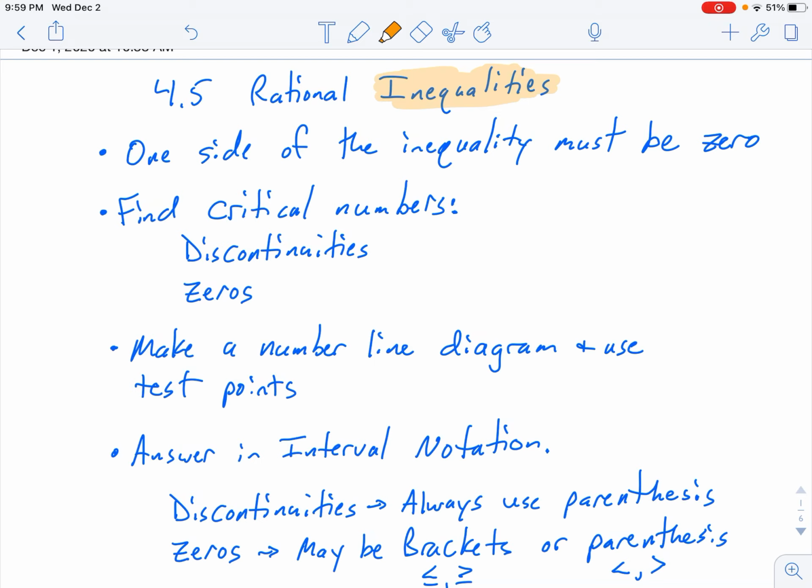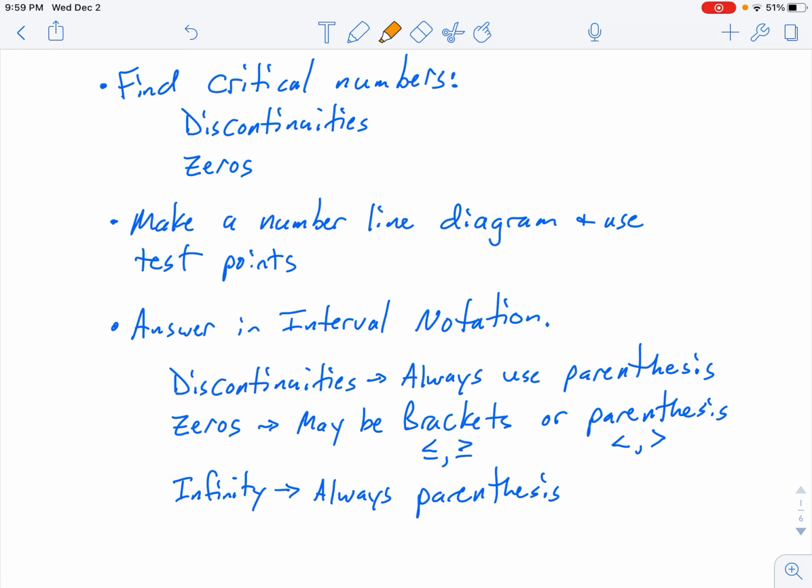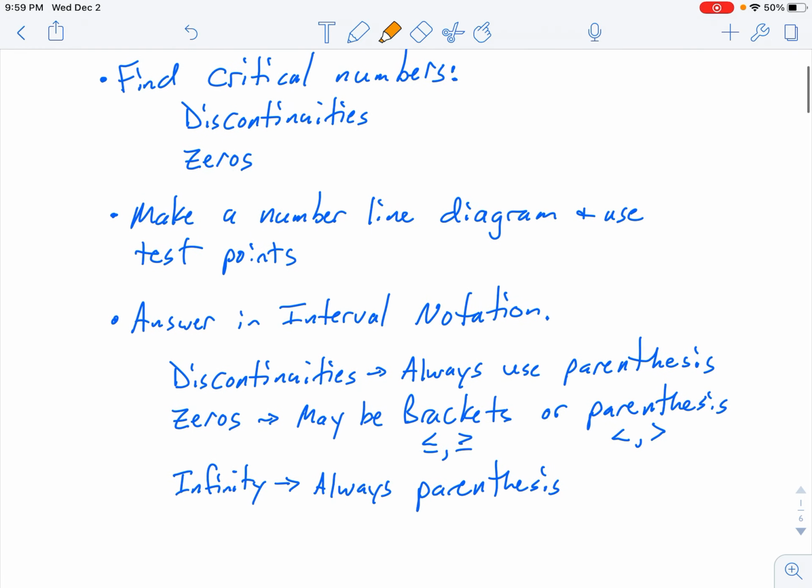All right. Here's what we want. Whenever we solve a rational inequality, one side of the inequality must be 0. In some problems, it's set up that way from the very beginning, and that's easy. In others, you've got a little work to do to make that happen. We are going to be finding something called critical numbers. You already have done this in other equations and inequalities before. They just may not have been called critical numbers.